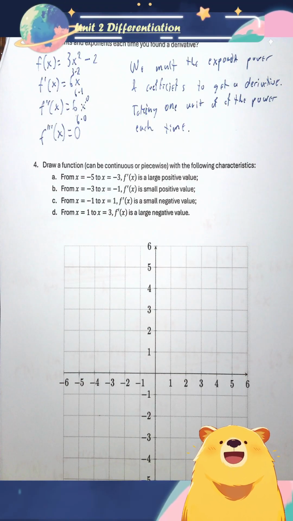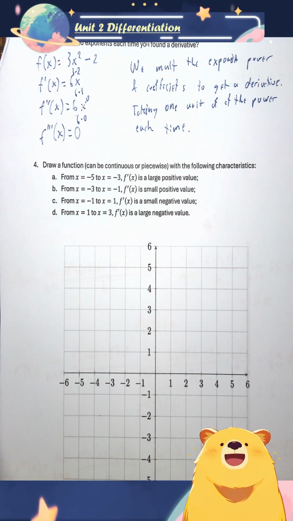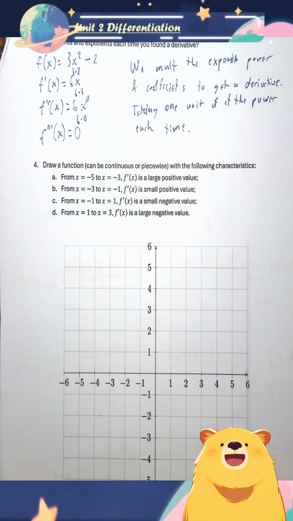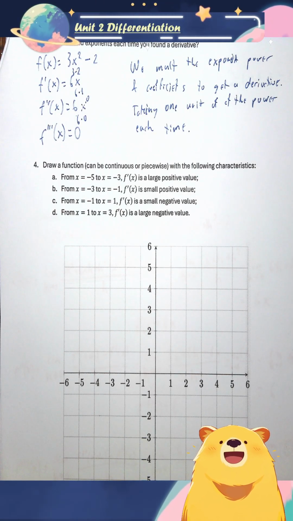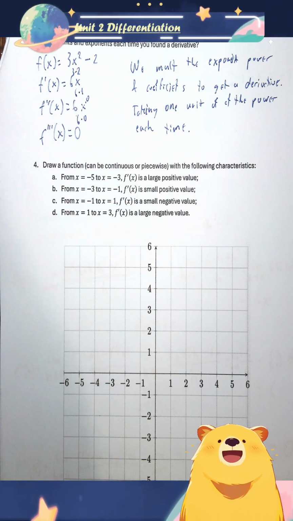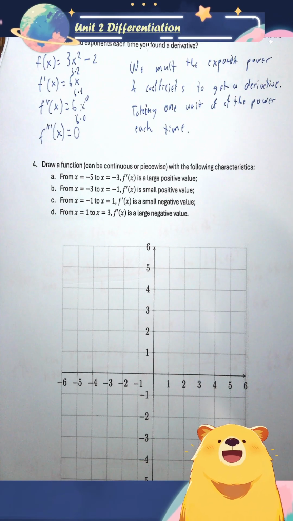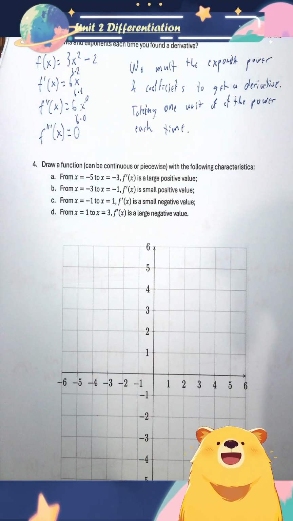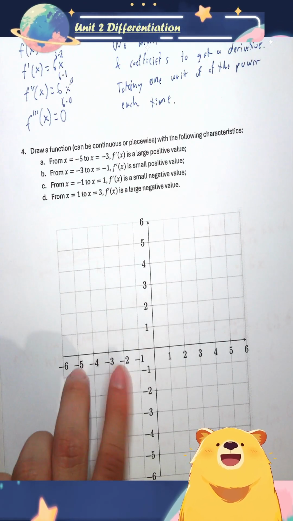Similar idea for 4, but this one you should have a more or less right answer. It says, draw a function, which can be continuous or piecewise, with the following characteristics. From -5 to -3, f of x is a large positive value. From -3 to -1, f of x is a small positive value. From -1 to 1, f prime is a small negative value, and then from 1 to 3, f prime is a large negative value.